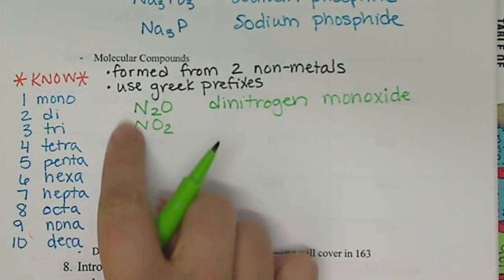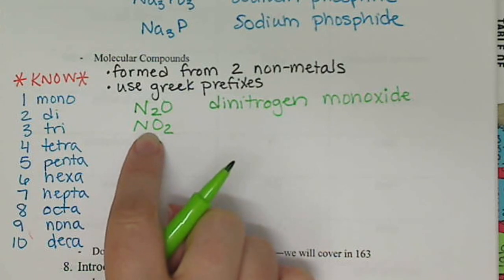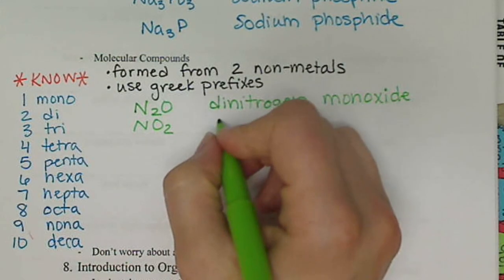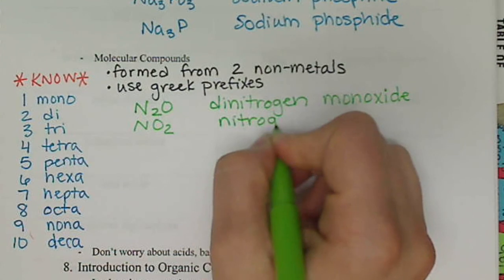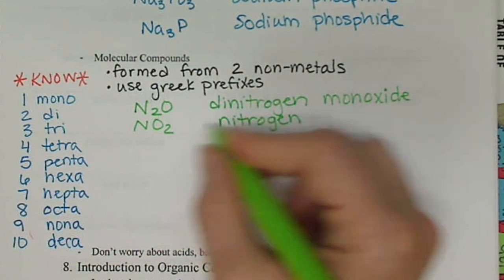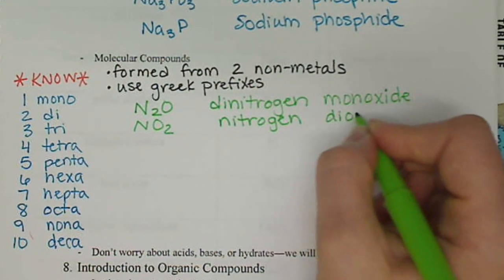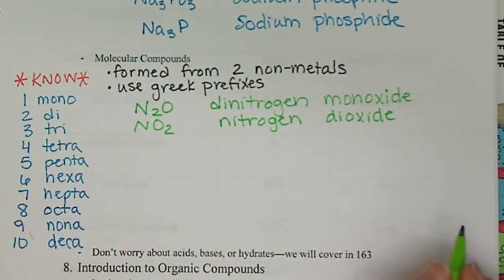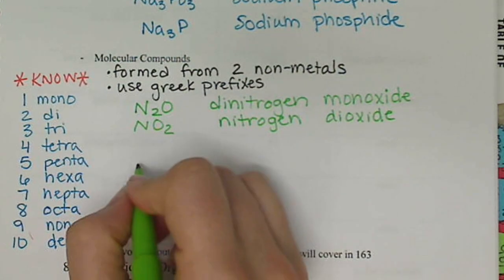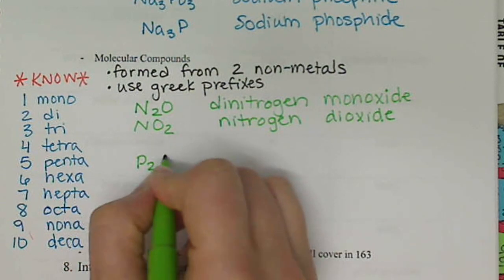Down here, if our first element has a subscript of 1, typically the mono is left off. So we would just say nitrogen. We have 2 oxygens, so we have dioxide. Go ahead and try these out.